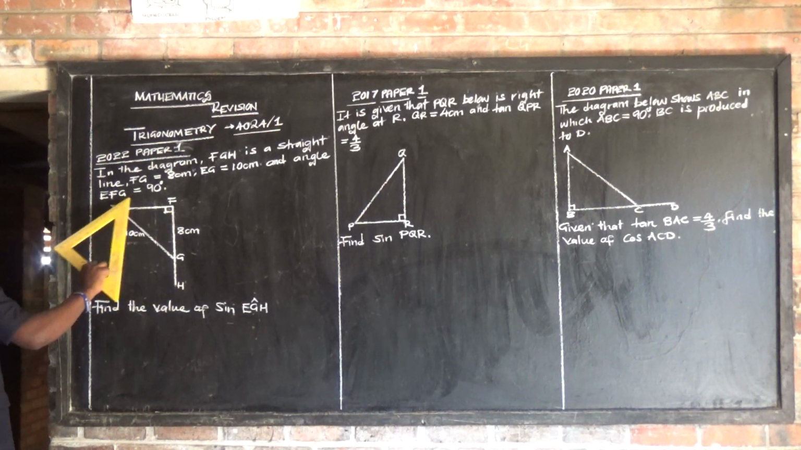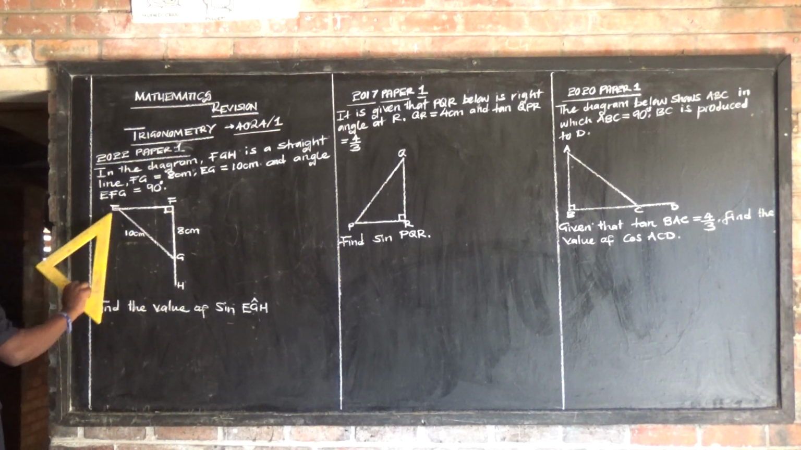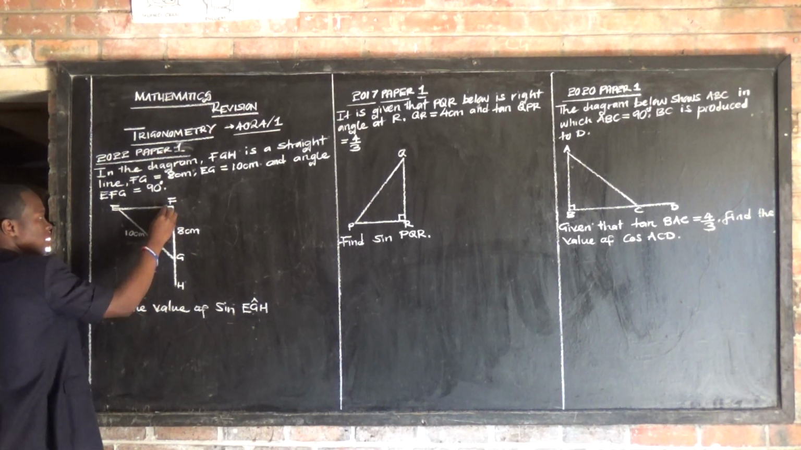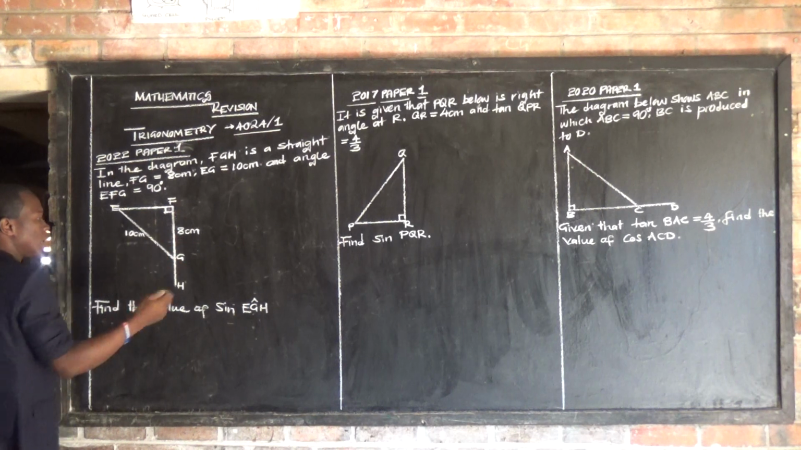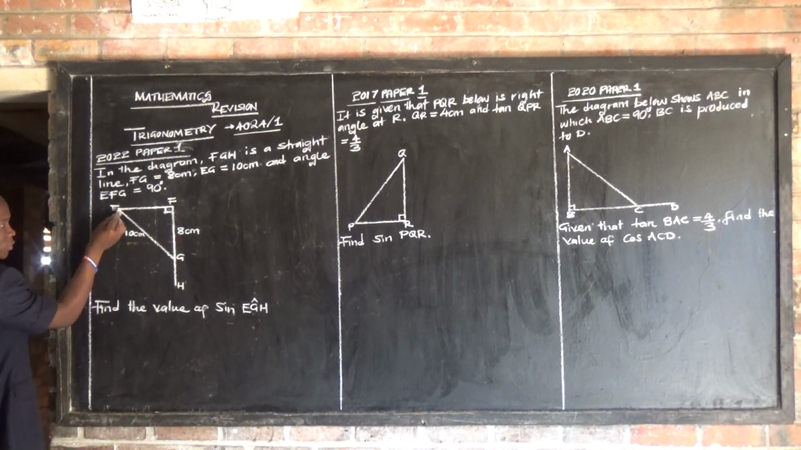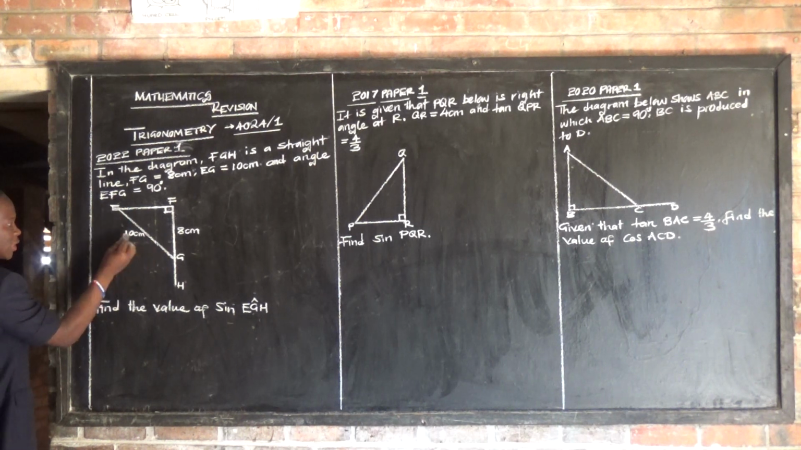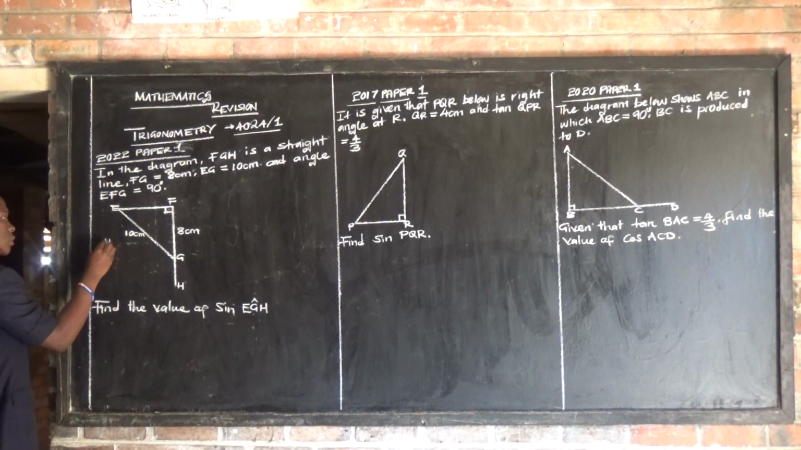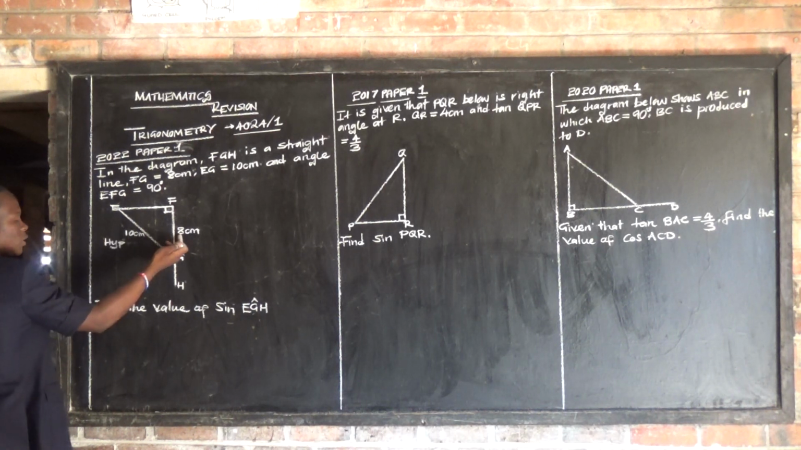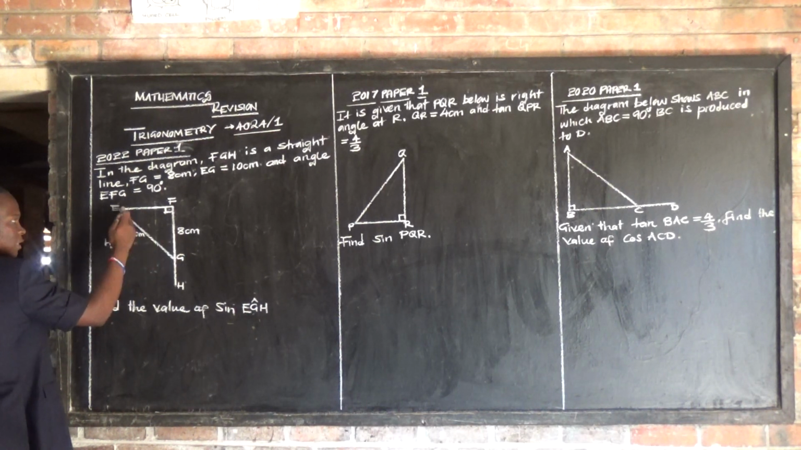So we have a right-angled triangle. Why is this triangle right-angled? Because it has an interior angle of 90 degrees. Now we have been given the hypotenuse, which is the longest side, which is 10. So the hypotenuse is this part, 10. Then we have this side, which is 8. Then we don't have this side.